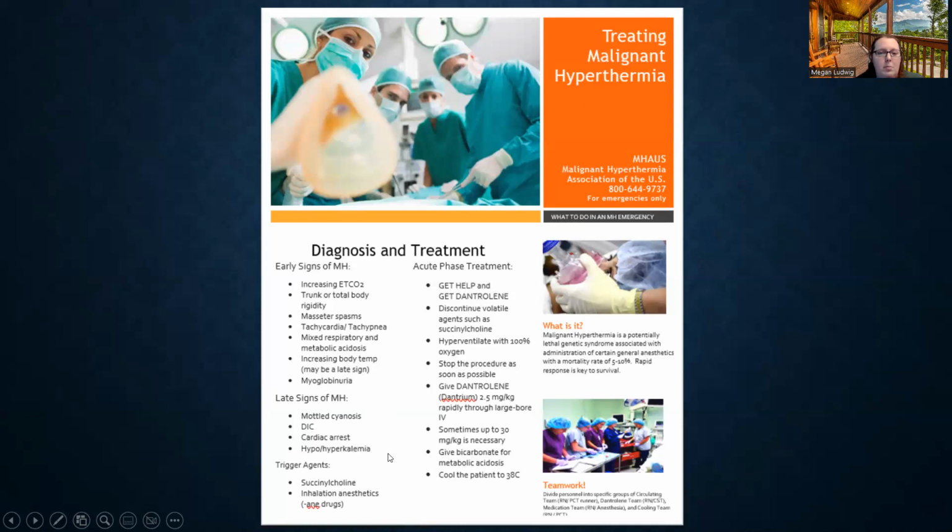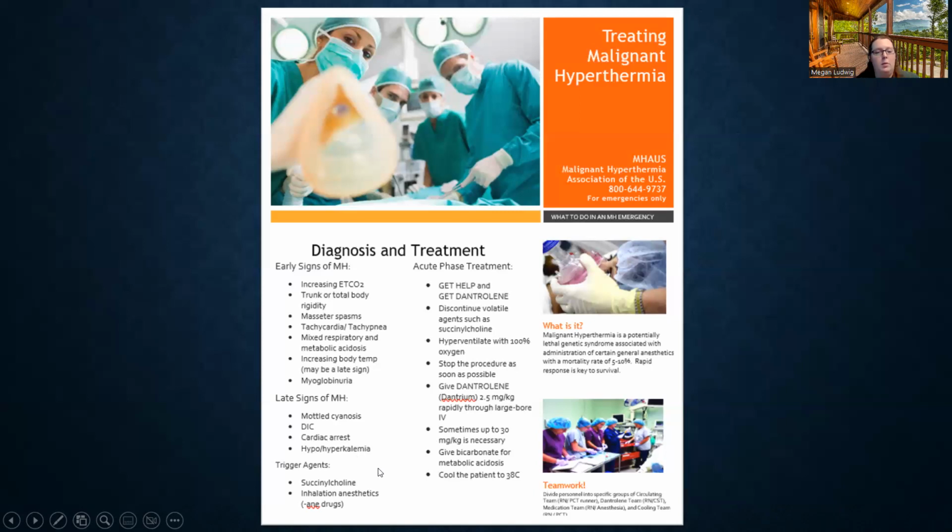Myoglobinuria, so you're going to start to see a myoglobin from the muscle in the urine, which should not be there. It's usually too big. So you'll end up with kidney issues as well. Late signs, mottled cyanosis, where you're going to start to look like patchy blue. DIC stands for disseminated intravascular coagulation, where essentially your body is going to use up all of its clotting factors and cause like blood clots. But then, because there are no blood clotting factors, will eventually cause you to bleed to death. Crazy. It could lead to cardiac arrest, hypo or hyperkalemia, which is potassium.